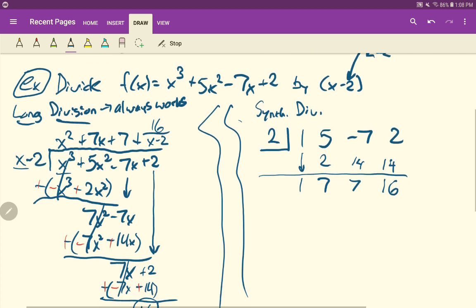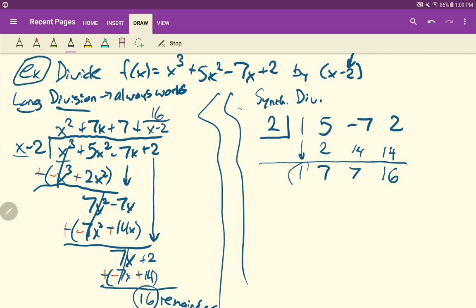And what do we see? How do we interpret these results? Well, if you look at these answers, 1, 7, 7, 16, these numbers that we result in here are the coefficients of our answer.